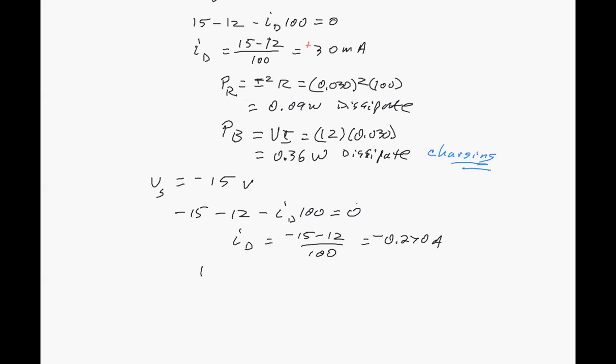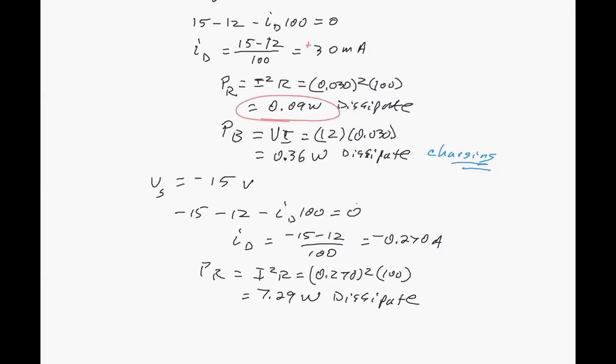In the resistor, the power in the resistor, we can still use I squared R. So we've got 0.27 squared times 100. And that's 7.29 watts dissipated. We'll always dissipate power in a resistor. So that's not good. I mean, we've increased the power dissipated in the resistor from 0.09 watts all the way up to 7 watts. So we're just wasting a lot of energy making that resistor get hot.